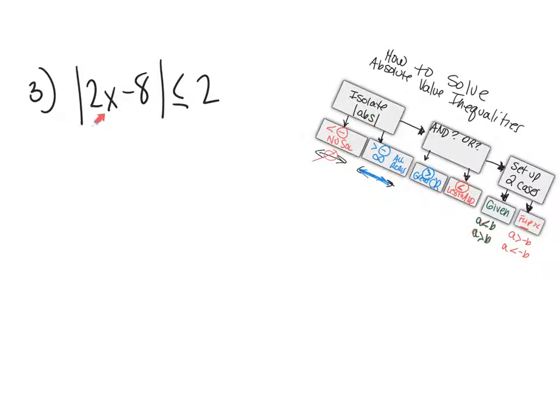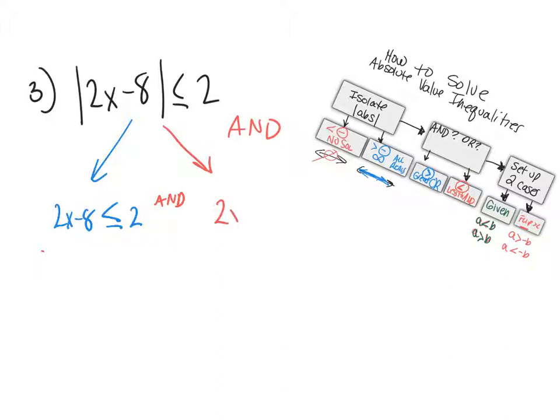First of all, isolate it. Yep, it's by itself. Second of all, is it less or greater than a negative? Nope. Cool. Go to the next one. Is it an and? Is it an or? Less than, it's an and. Now, go to the next step. Set up your two cases. The given, which is 2x minus 8 is less than or equal to 2, and the opposite sign, 2x minus 8 greater than or equal to negative 2.